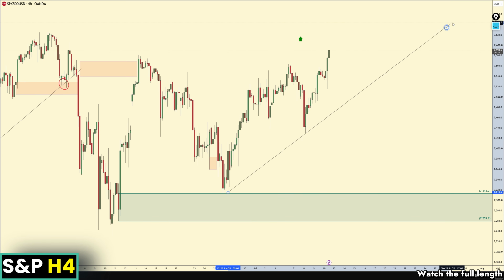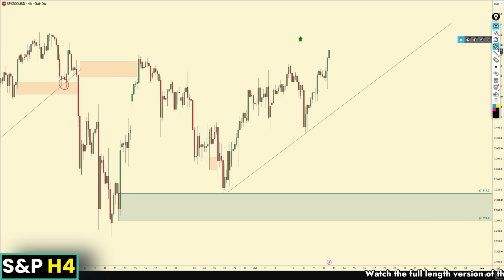Right now, not really seeing any good zones, if I'm being honest. However, we have a very nice 4-hour trend line to the upside.